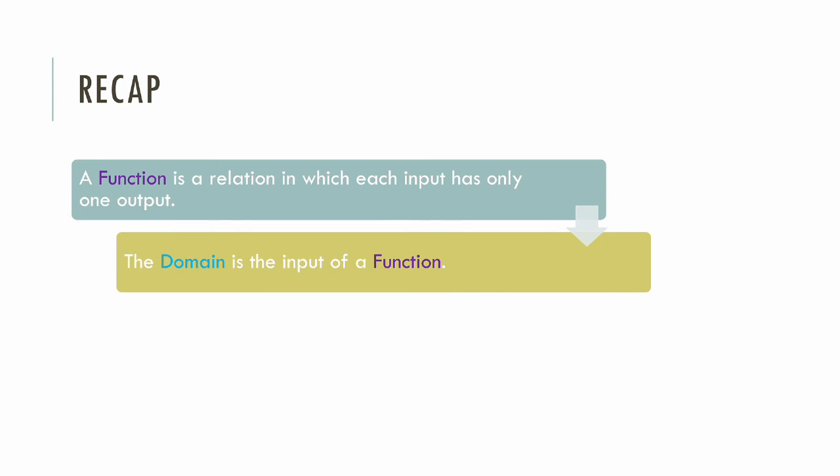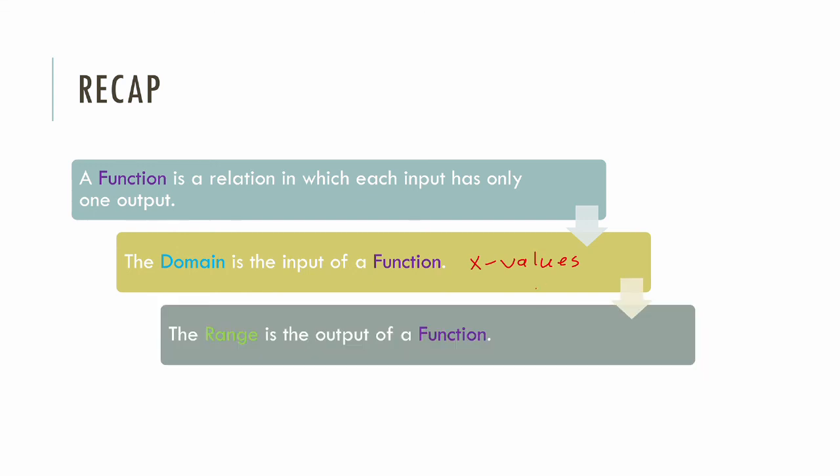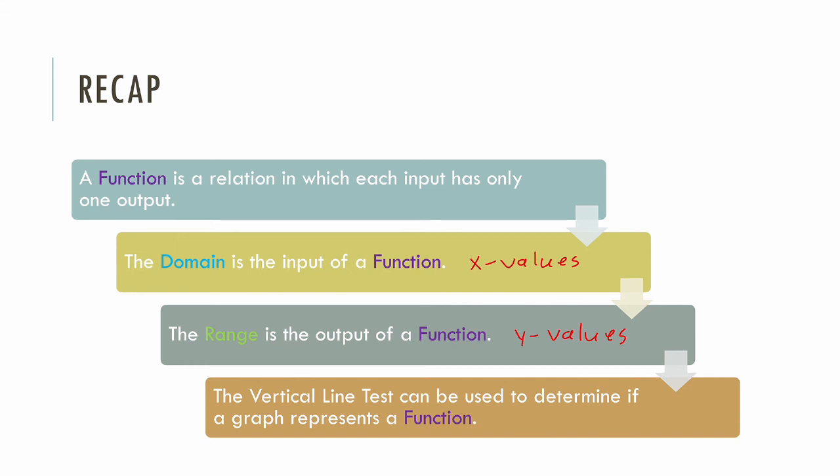The domain is the input of a function. Another way we could think of input is, remember, these are the x values. We know that the range is the output of the function. And again, these are the y values. And the vertical line test can be used to determine whether a graph represents a function.